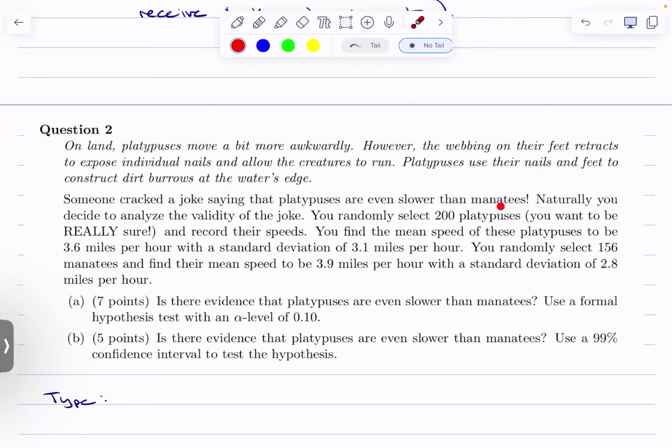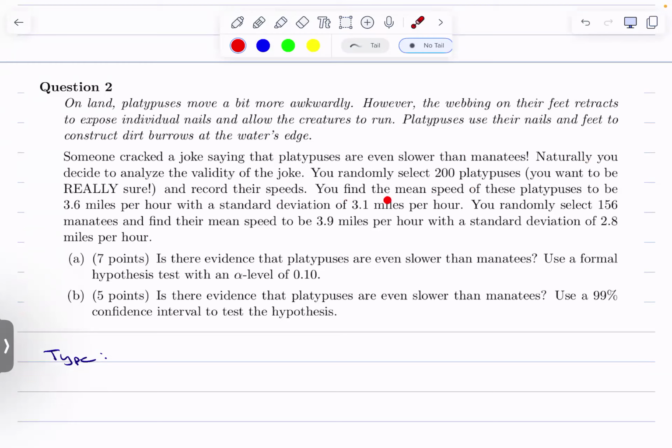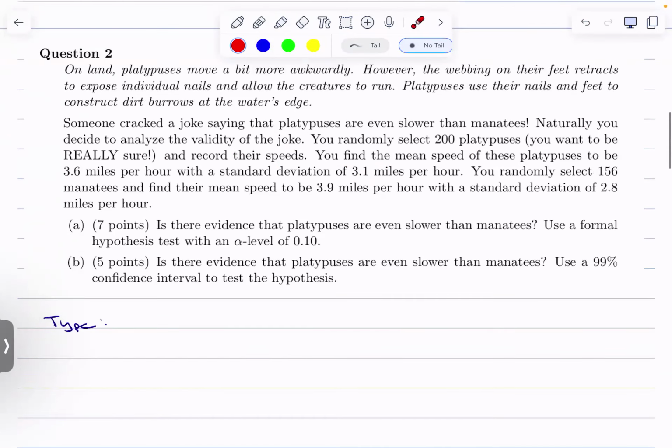Naturally, you decide to analyze the validity of the joke because you're no fun that way. You randomly select 200 platypuses because you want to be really sure, and you record their speeds. You find the mean speed of these platypuses to be 3.6 miles per hour with a standard deviation of 3.1 miles per hour. Clearly, I stole it from somewhere else because I would use metric, but whatever. You randomly select 156 manatees and find their mean speed to be 3.9 miles per hour with a standard deviation of 2.8 miles per hour.